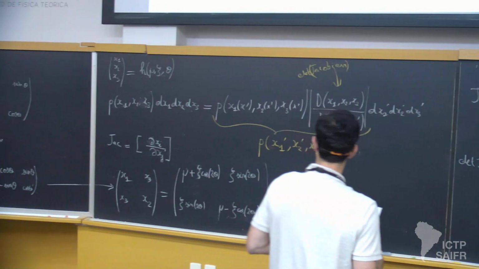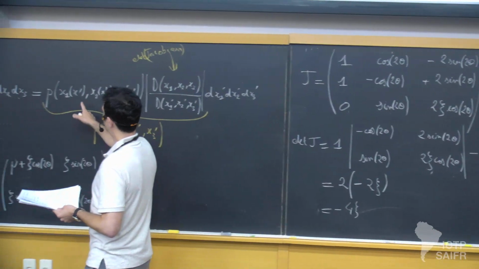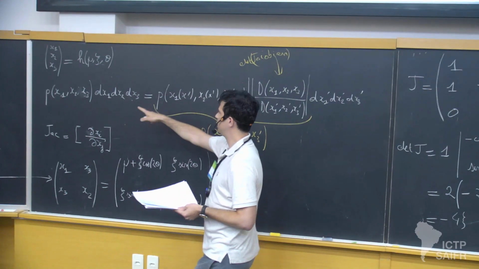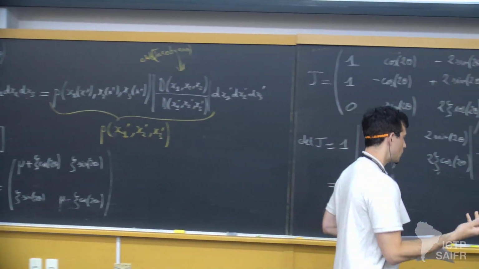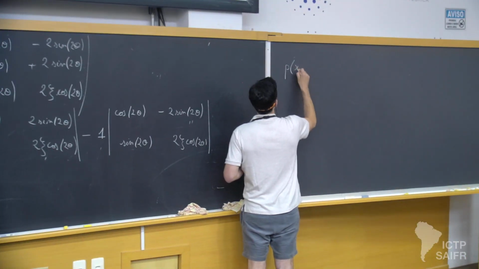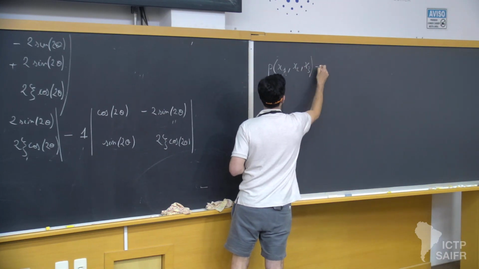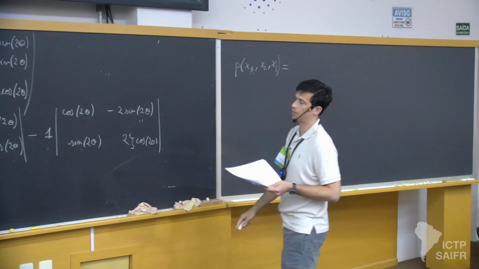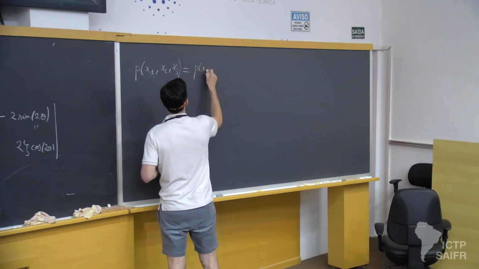And one last thing. Here, I need to express this p of x1, x2, x3 as a function of the new variables. So what is p of x1, x2, x3? Well, I don't know if you remember, but I showed on the slide that they have Gaussian distributions, right? And they are independent, so it's going to be the product of each of those probability distributions.